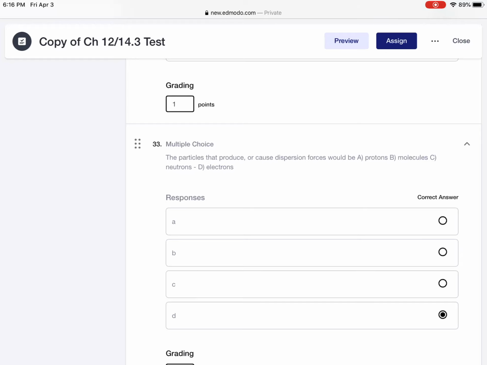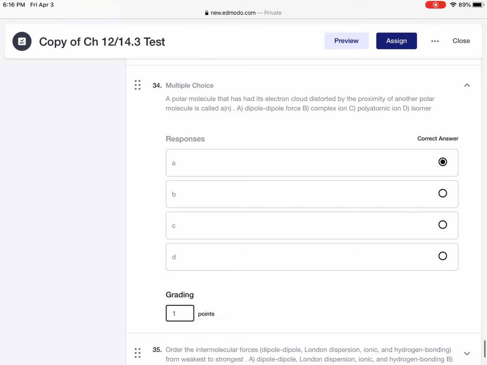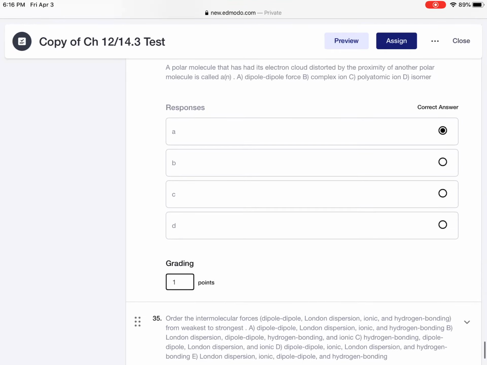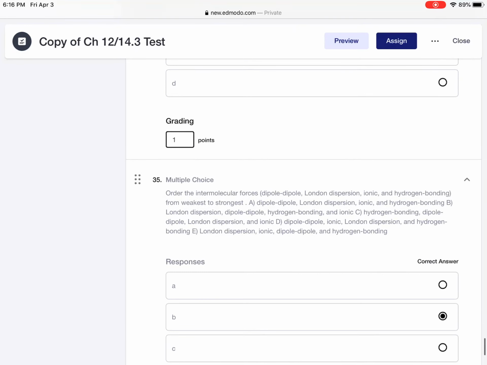33, the particles that cause dispersion. That's a good question. It's the movement of the electrons. Remember, they're not always evenly spaced, and if they move to one side or another at a given microsecond, that's going to create a temporary dipole, temporary surplus. A polar molecule that's had its electron cloud distorted by another polar molecule is a dipole-dipole force. Again, the key here is polar. So if it's permanently polar, it has to be dipole-dipole, not dispersion, not what's called a London dispersion force.